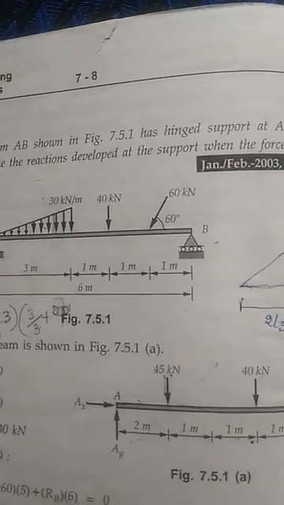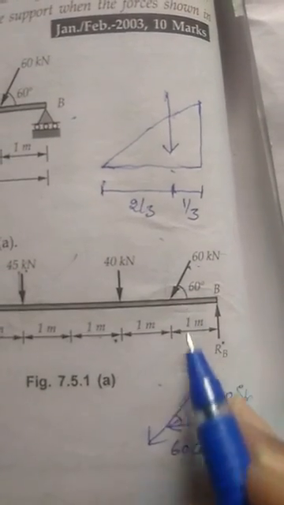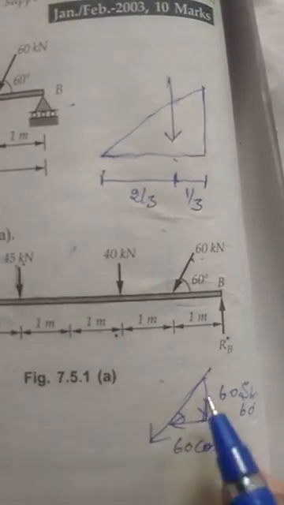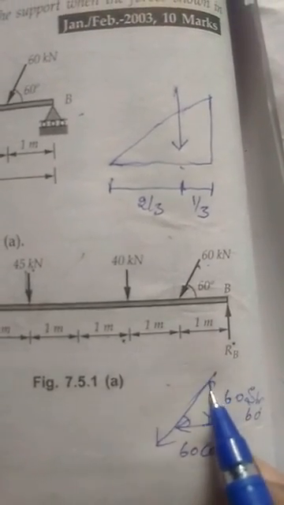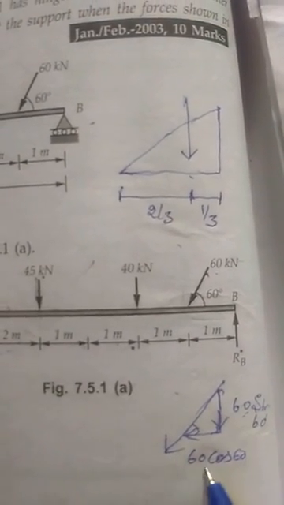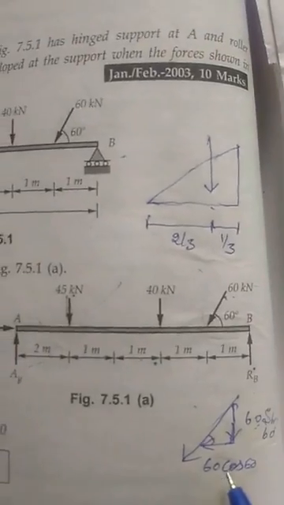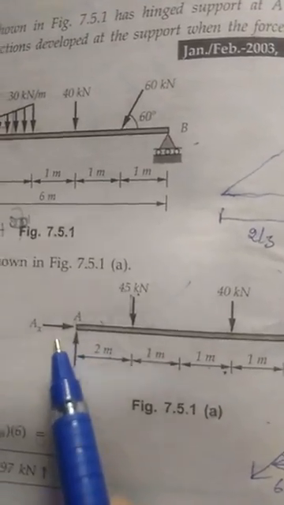If you resolve the forces, you will get the resolved components like this. One is horizontal, another is vertical, for the inclined force. This is 60 sin 60, this is 60 cos 60. So you have to resolve this. Whatever the forces, first I will find this AX.